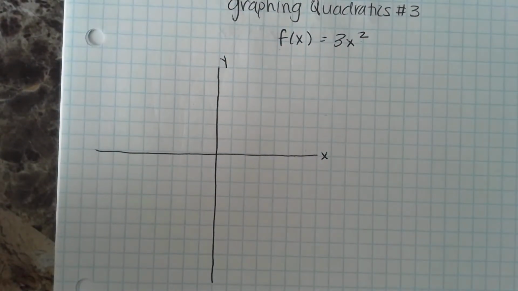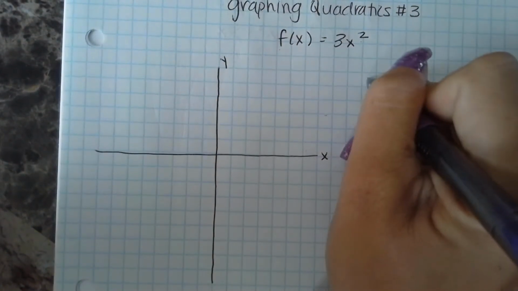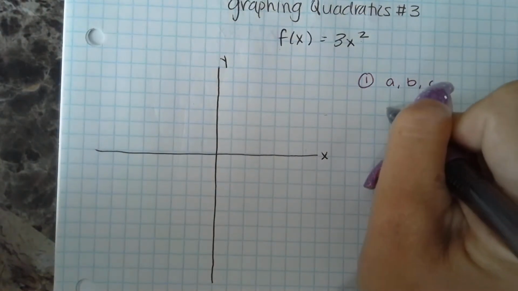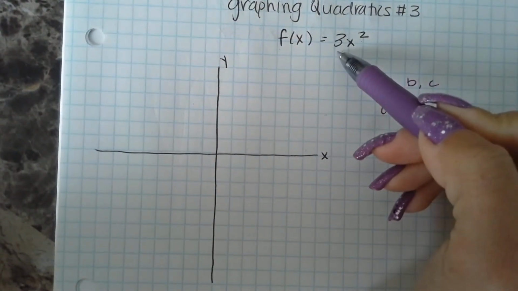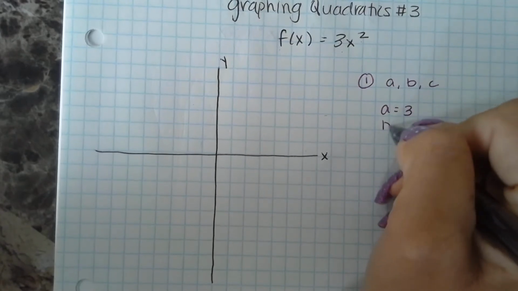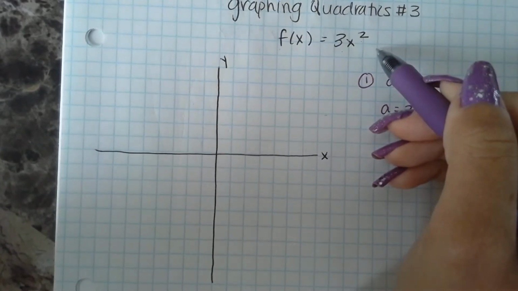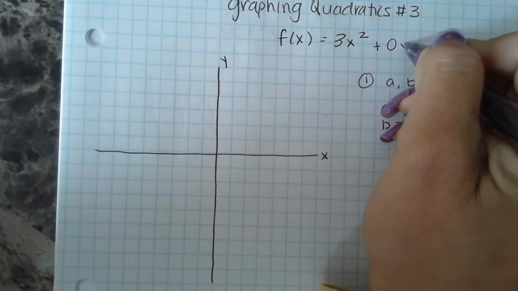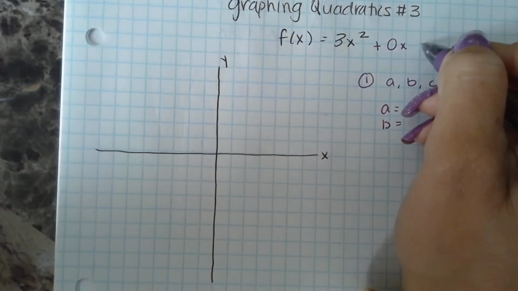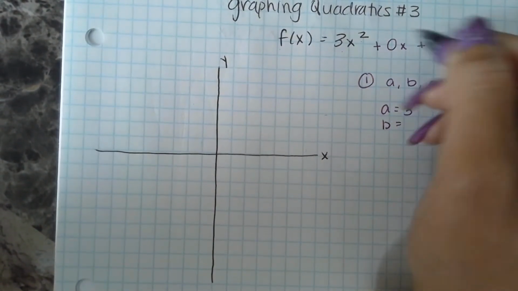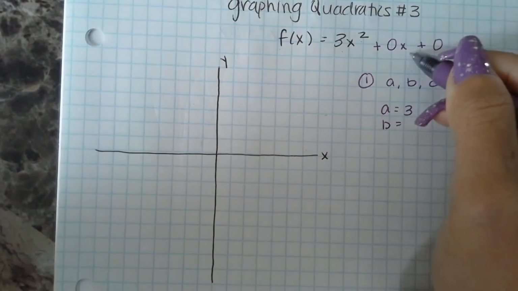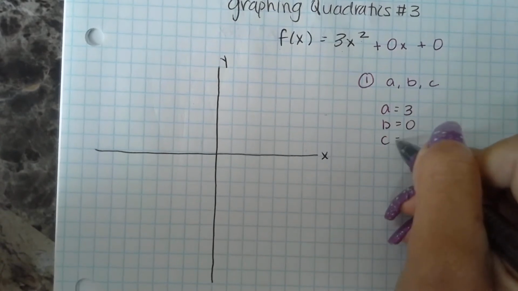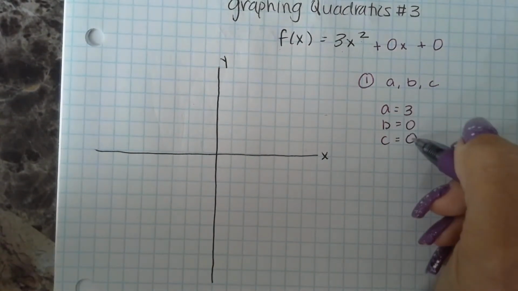Our first step, like what we've done, is we need to identify a, b, and c. So our a is 3. Our b, we don't have a b. We don't have just a plain x. So if we wanted to, we could say plus 0x. If it doesn't exist, plus 0. So b, our one with the plain x, is 0, and c is 0. So we've done our a, b, and c.